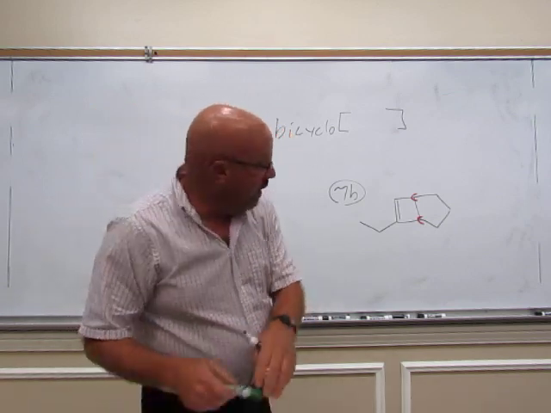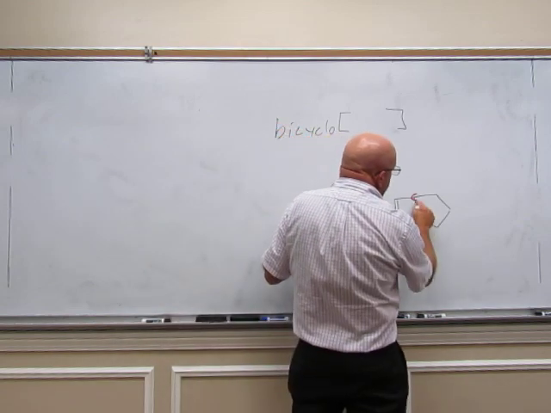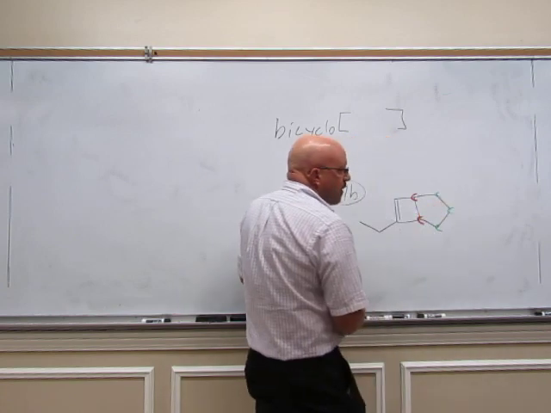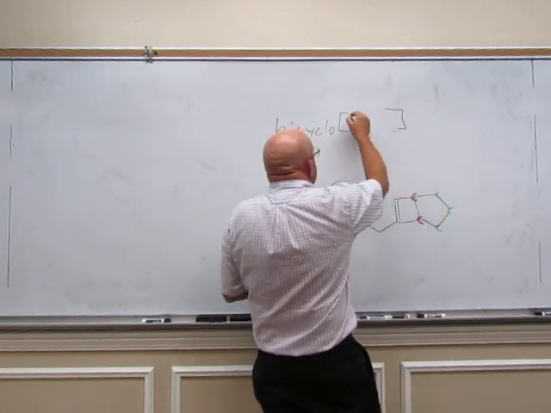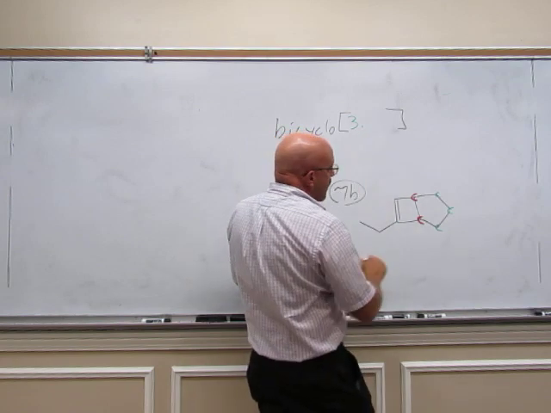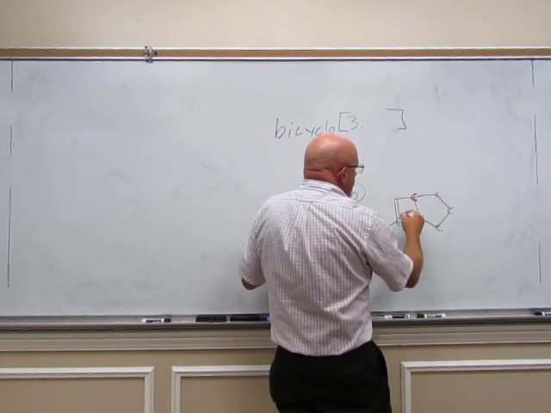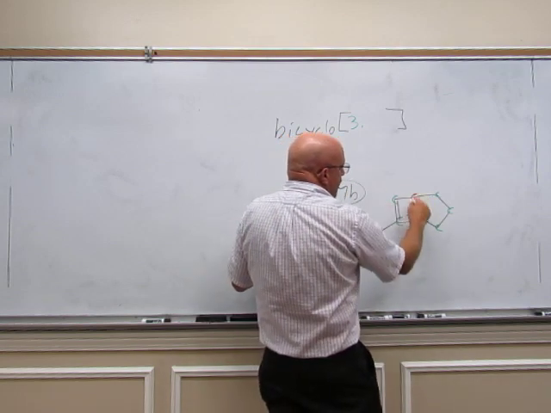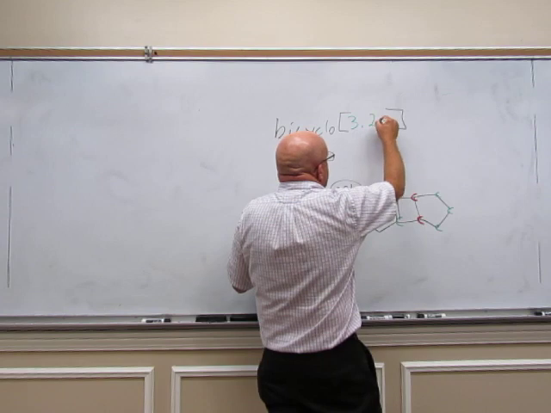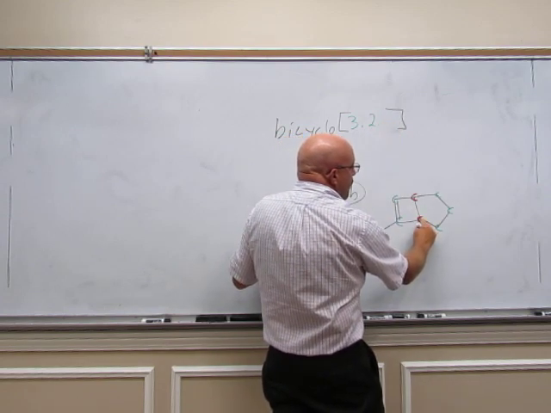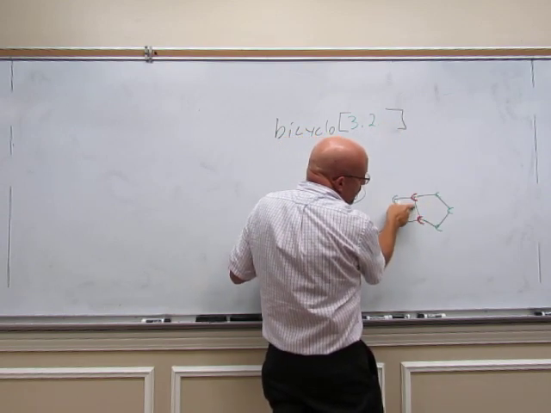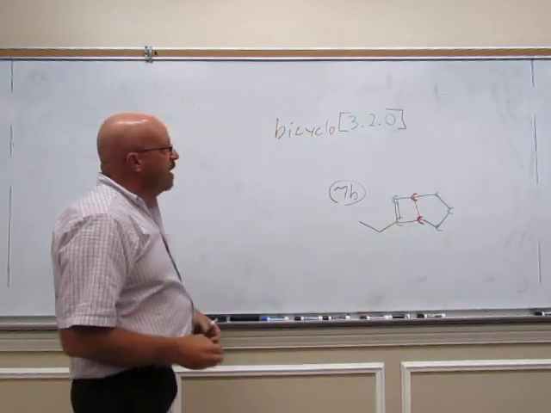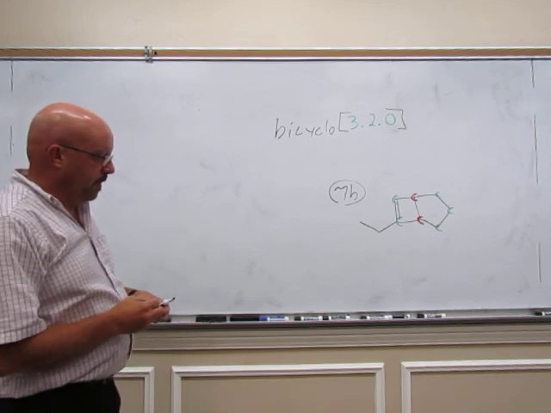If we go around here to the right, from bridgehead to bridgehead, you come across a carbon, carbon, carbon. You got 3 carbons in that bridge. That's our biggest bridge. If you go around to the left, carbon, carbon, and then we're back to the other bridgehead. So you got two around this way. And if you go straight across, bridgehead to bridgehead, there are no carbons in this bridge. That would be a 0. This is the bicyclo 320.